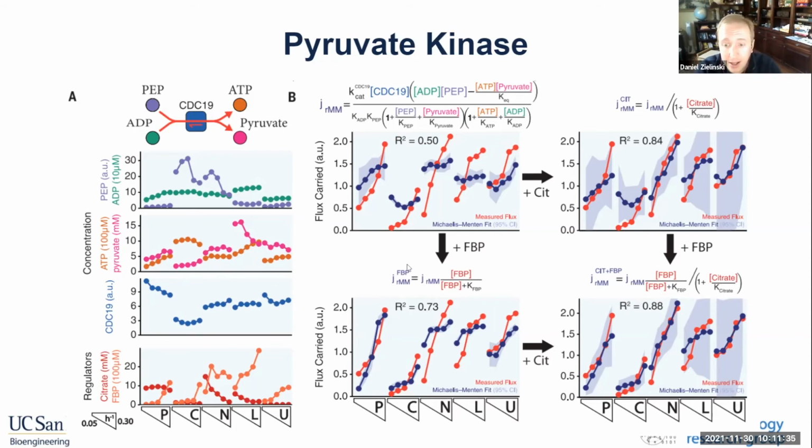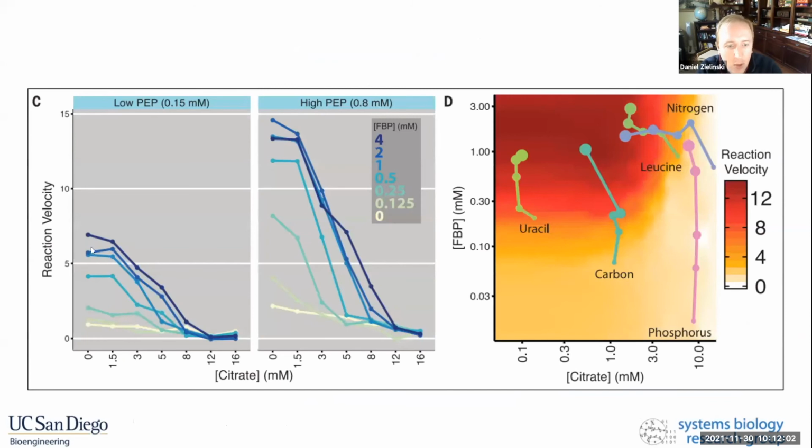and showed that once you account for citrate, the agreement goes way up for this enzyme. So it goes from 0.5 to 0.88 when accounting for both regulators. So this is a prediction of the model: the observation is that adding citrate as a regulator makes it fit much better. The hypothesis is that this is actually regulating the enzyme. And they went and tested it and indeed saw that the enzyme is inhibited by citrate.